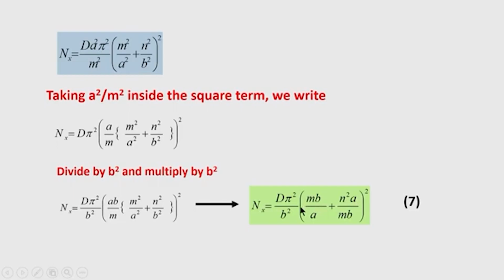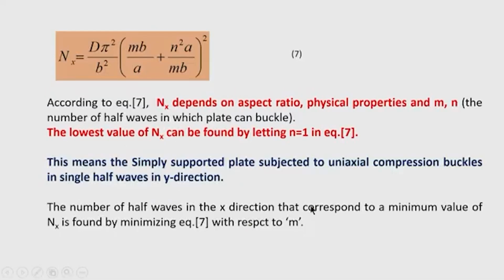So, this term is obtained. Now, this expression is very much useful, or it will be used to find the buckling load. Okay. The equation 7, if we examine very carefully, then we find that n x will be the lowest when n is 1, because the minimum value of n can be 1 only, and we want the lowest value of the buckling load, that will give you the critical load.